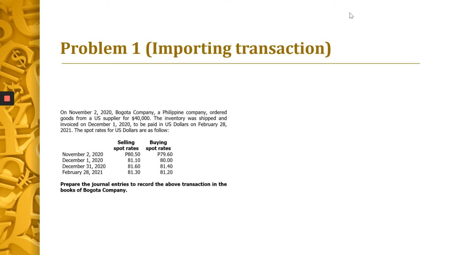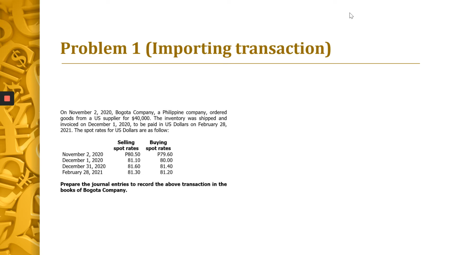So we are given the following spot rates. Now, as you can observe in this problem, there are two types of spot rates that was given. Number 1, selling spot rates. Number 2, buying spot rates. Ano bang ibig sabihin ng selling spot rate? Ano bang ibig sabihin ng buying spot rate? Itong mga spot rates na ito ay ginagamit ng mga foreign exchange dealers. Ano yung selling spot rate? In simple term, a selling spot rate is the selling price of the foreign currency unit. Ang buying spot rate naman, yan ang buying price ng mga foreign currency units.